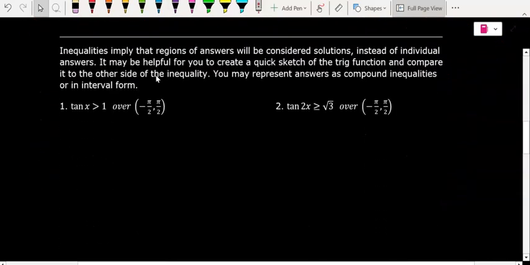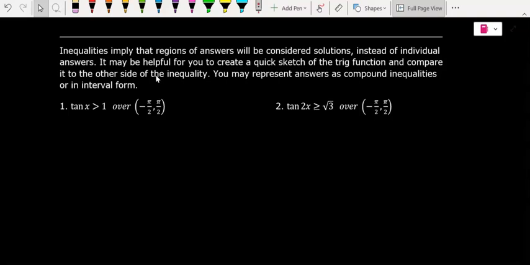Okay, so let's look at the work for the day. All right, so as this says, inequalities imply that regions of answers will be considered solutions instead of individual answers. It may be helpful for you to create a quick sketch of the trig function and compare it to the other side of the inequality. You may represent answers as compound inequalities or in interval form. I'm going to prefer interval form because it's easier, but either one of them is fine.